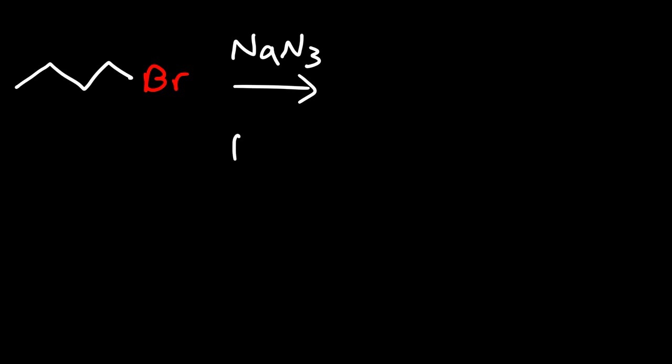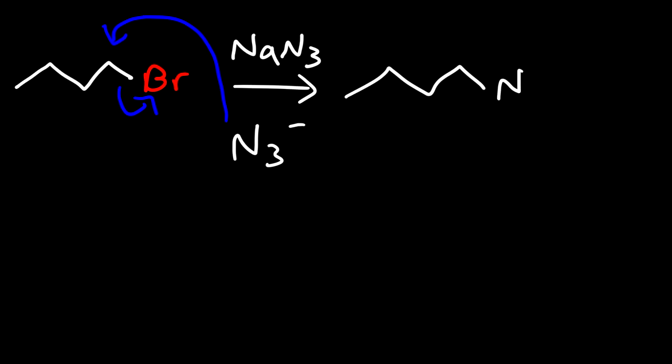Another way in which we could synthesize an amine is by reacting an alkyl halide with sodium azide, NaN3. So the N3 minus ion is the nucleophile in this reaction, and in an SN2 reaction it is going to displace the bromine group. And so we're going to get this. Now, the N3 ion looks like this. In the middle, we have a nitrogen with a positive charge, and at the end, each nitrogen has 2 lone pairs, so they both carry a negative charge.